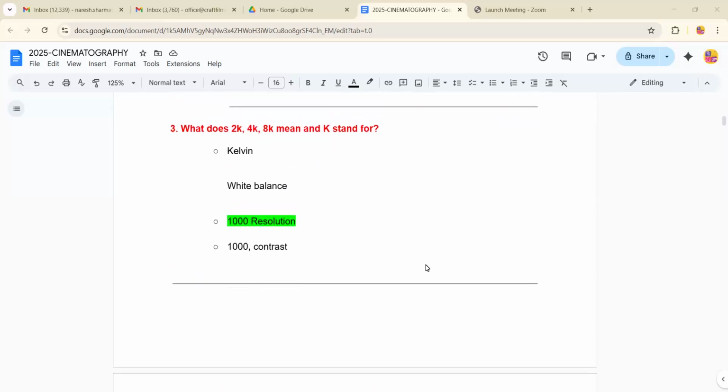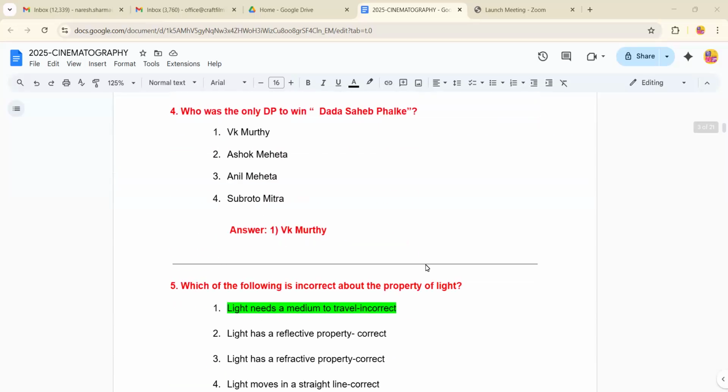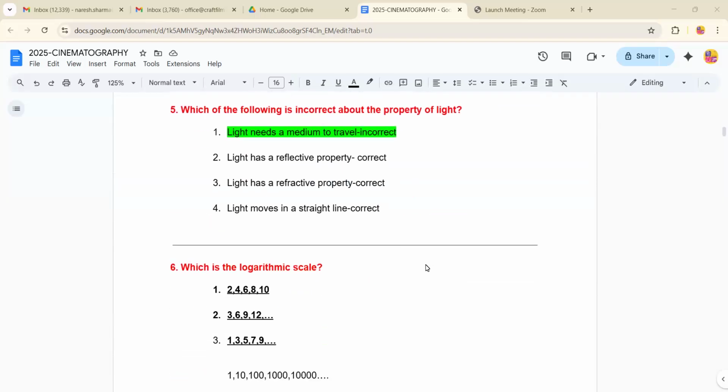What does 2K, 4K, 8K mean? K stands for resolution. Who was the only DP to win the Dadasaheb Phalke Award? It was Mr. VK Murthy.